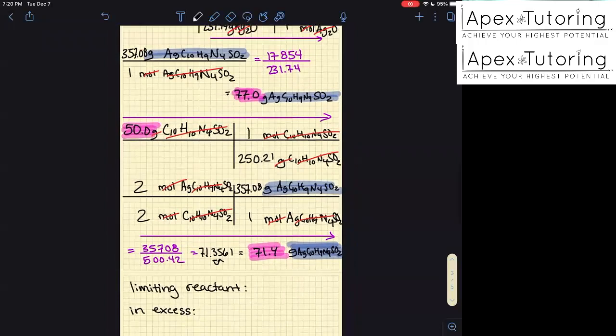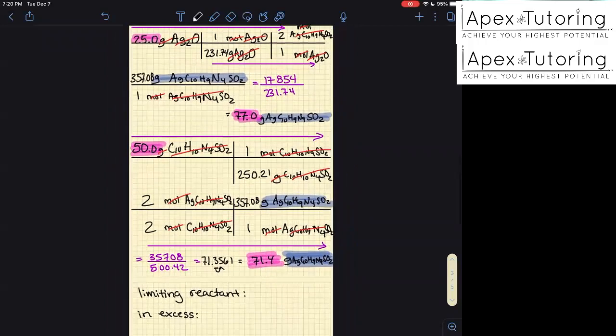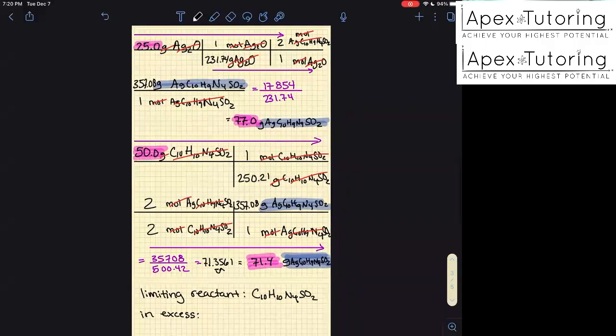Okay, so we started with those two numbers. Which one is the one that decided how many cookies we could make? The 71.4. Yes, but what was the starting point? What substance was it? The 50 grams of the C10. So our limiting reactant is that C10H10N4SO2. That is the thing that decides how many cookies we really get to make. And based on that, we're going to have leftovers of the other ingredient. That's going to be our flour. So what is in excess?